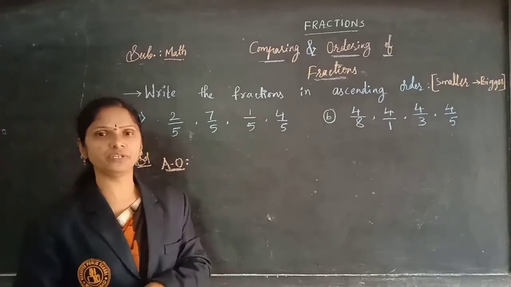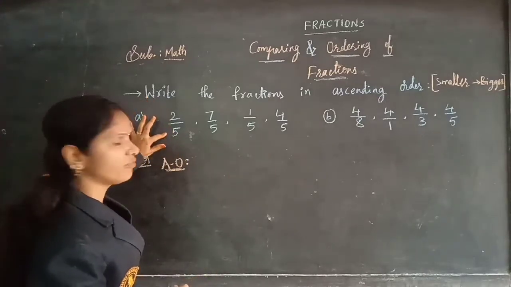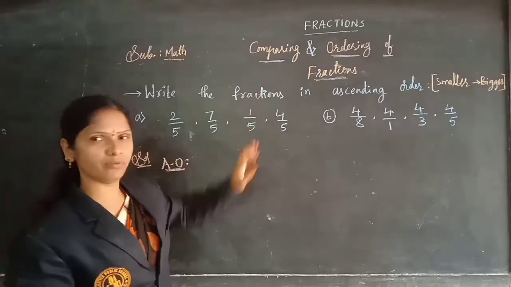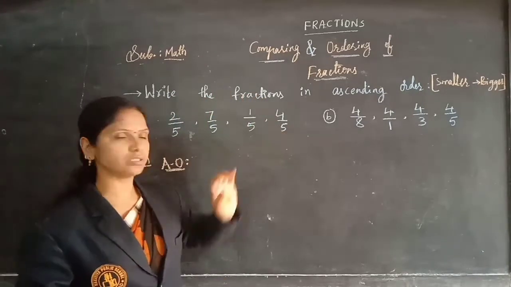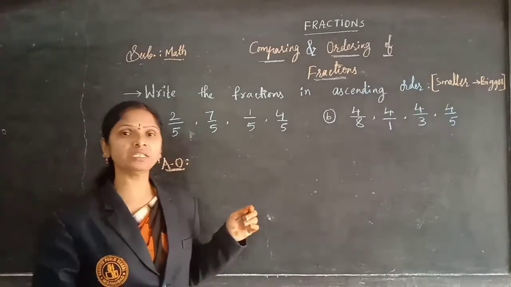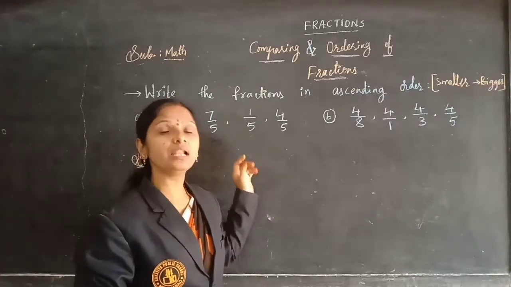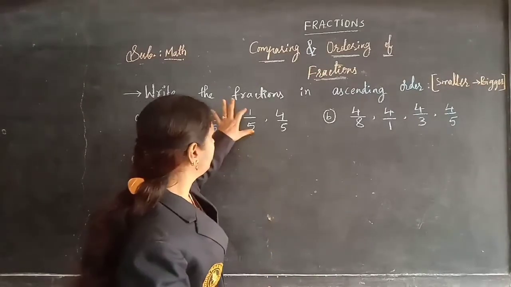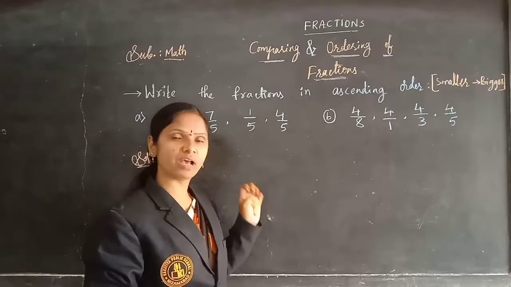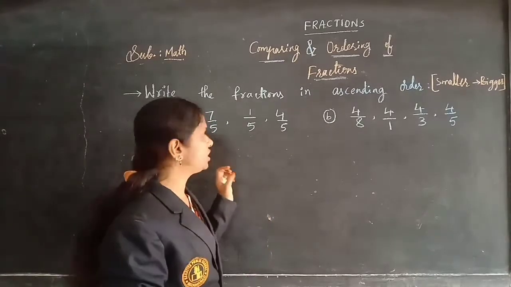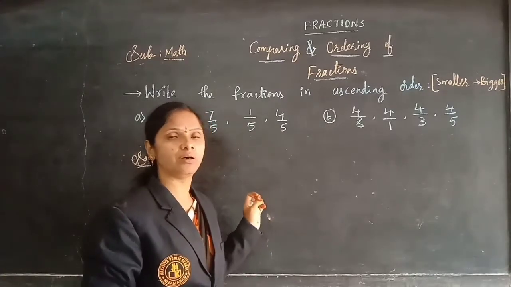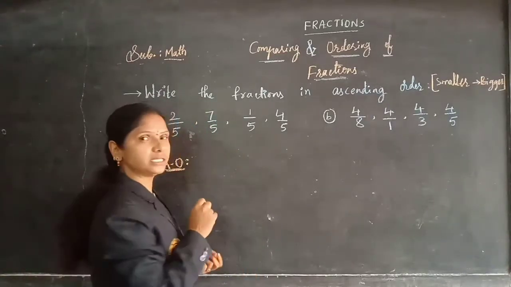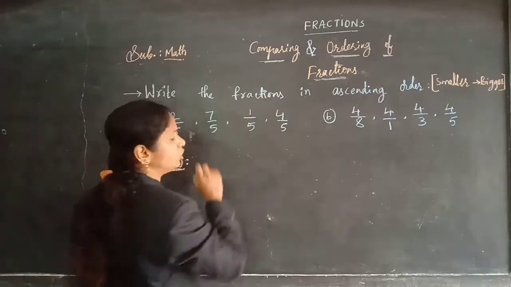Have a look at these given fractions first. 2 by 5, 7 by 5, 1 by 5, 4 by 5. See, all the denominators are the same, no? With the same denominator, which type of fractions are those? These are like fractions. Come on, like fractions, you already know, children. Whichever numerator is smaller, the fraction value will be smaller itself. Whichever denominator is larger, the fraction value will be smaller. If you have the same denominators, then you can check the numerators.